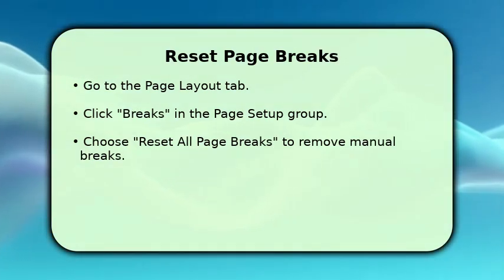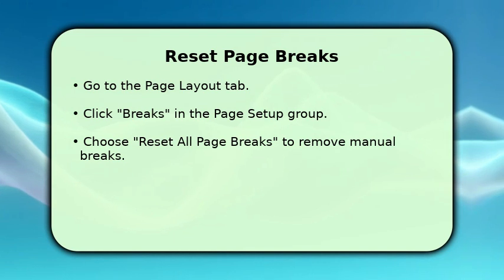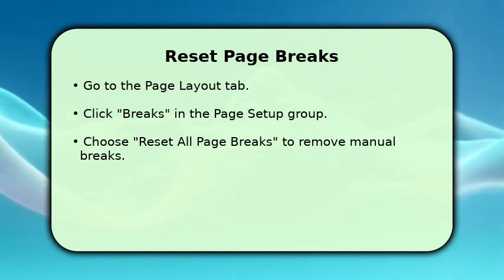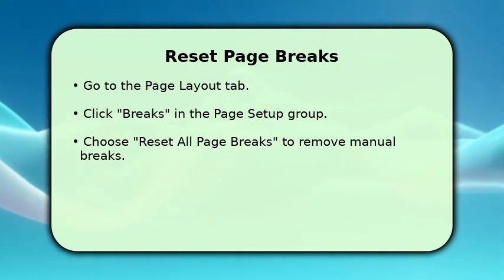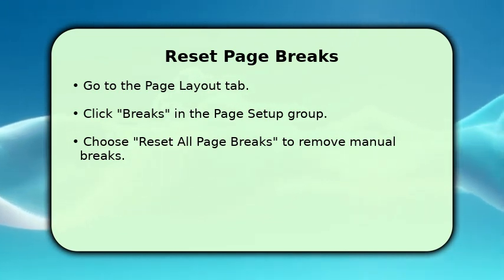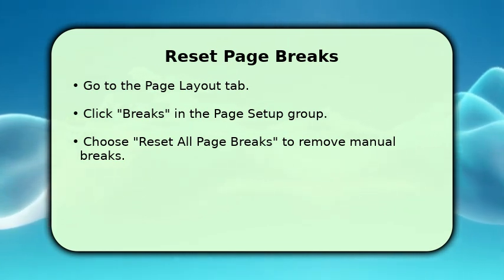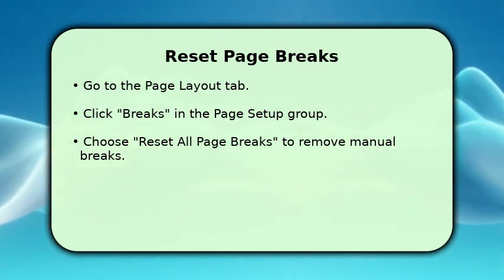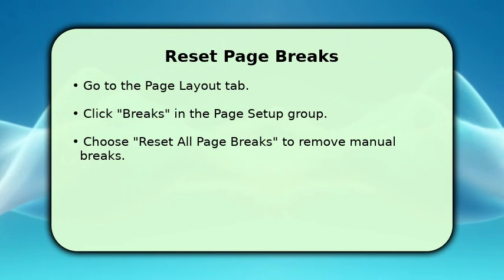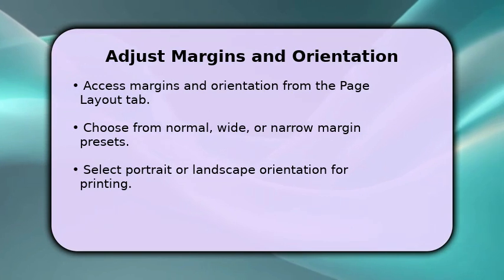Next, we'll address page breaks. Sometimes, manual page breaks can cause your data to split across pages unexpectedly. To remove all manually inserted page breaks, head to the Page Layout tab, click on Breaks within the Page Setup group, and then select Reset All Page Breaks. This will revert your sheet to automatic page breaks or remove them entirely if none are needed, giving you a continuous flow.